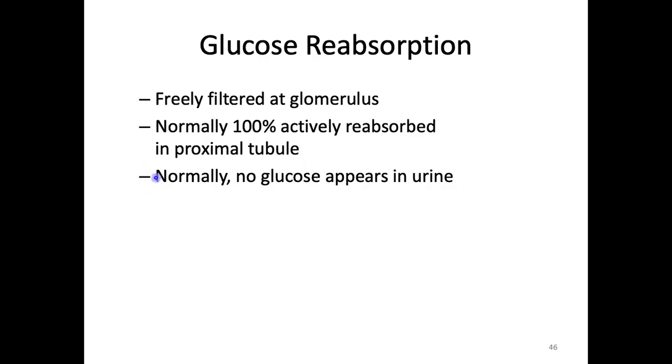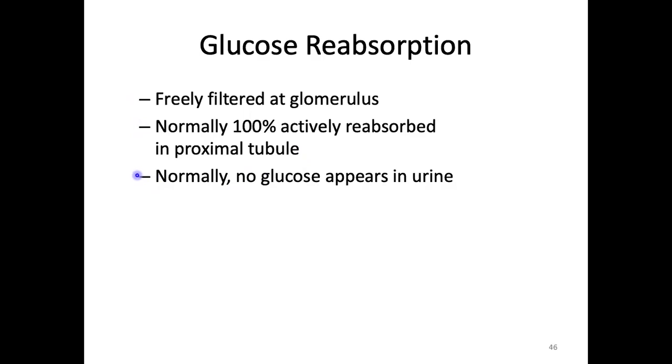So if I drank a gallon of Gatorade or a couple gallons of Gatorade, all that glucose is going to go into my bloodstream, and it's going to get filtered out of the glomerulus, and it should get reabsorbed in the proximal convoluted tubule. Therefore, I should not have any glucose in the urine. If I do have glucose in the urine, what is that a sign of? Good, that's a sign of diabetes mellitus.